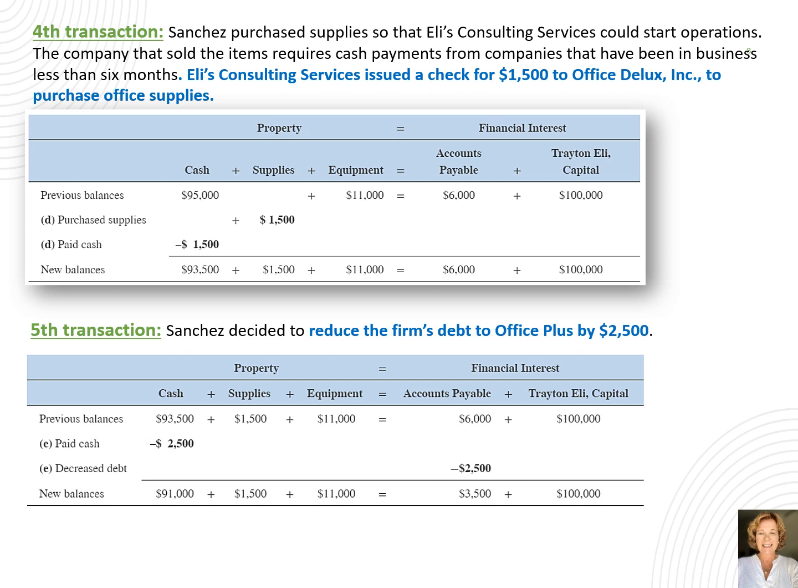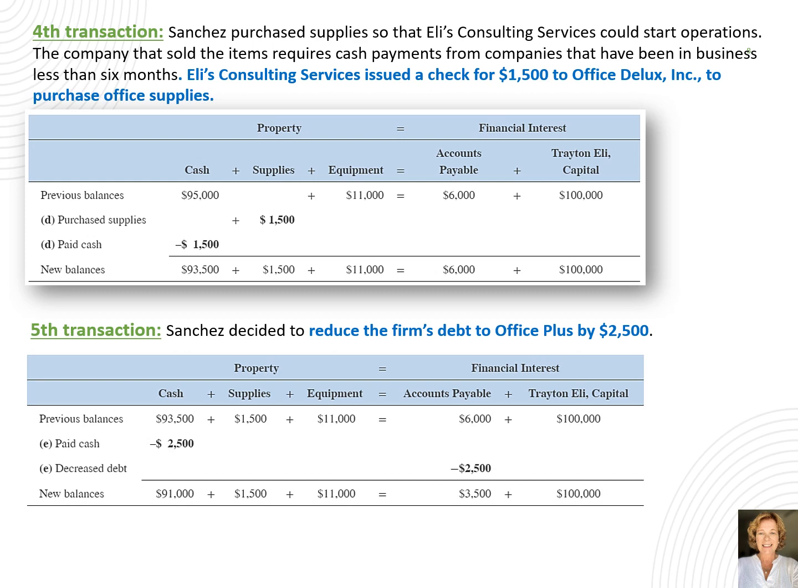Here's the fourth transaction. Sanchez purchased supplies so that Eli's Consulting Services could start operations. The company that sold the items requires cash payments from companies that have been in business less than 6 months, something that's very typical and common. Eli's Consulting Services issued a check for $1,500 to Office Deluxe to purchase office supplies. So what happened here? The company's cash decreased and the company increased supplies on hand.